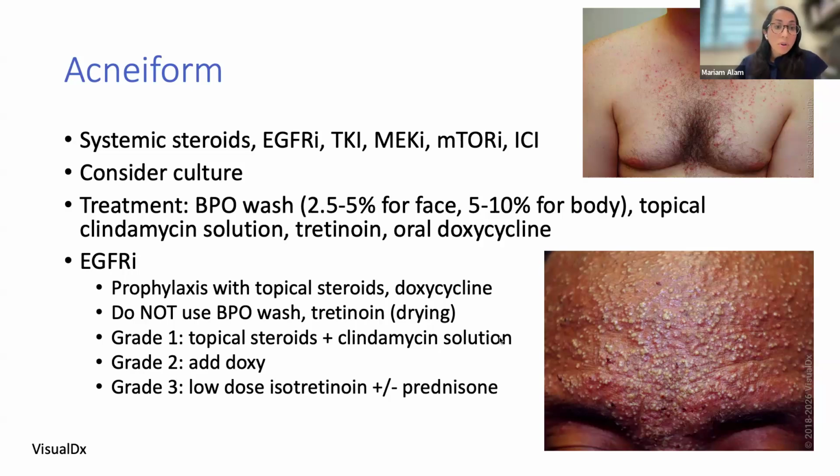Notably for EGFR inhibitors, these acneiform eruptions are so common that we will often give prophylaxis. So if someone's getting started on an EGFR inhibitor, we start them with topical steroids, because it's more of an inflammatory reaction, and doxycycline. We tend not to use benzoyl peroxide wash and tretinoin in these EGFR inhibitor patients because it's more drying. Then depending on the grade, we march up our ladder of acne treatment, sometimes getting to low dose isotretinoin and even prednisone.